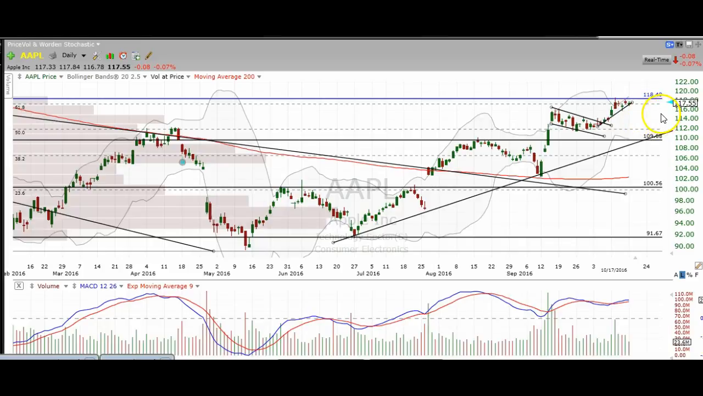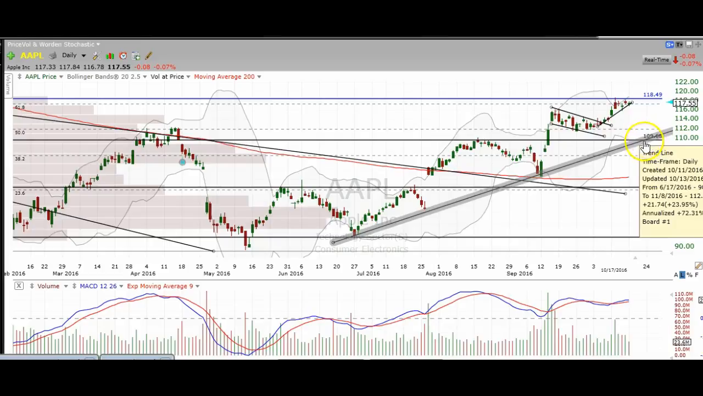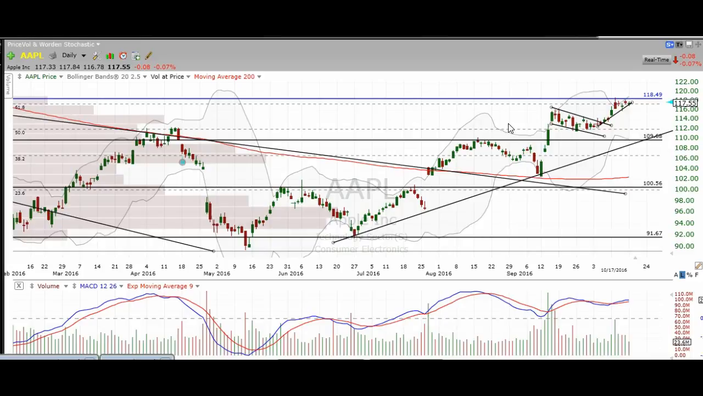Bounce zones here on Apple will be against this trend line here. You can see there's a touch, there's a touch, there's a touch, and that lines up perfectly with this previous high right here. So around 109, 110 is going to be a decent bounce area here for Apple. So just be aware of these levels, and you should do just fine.